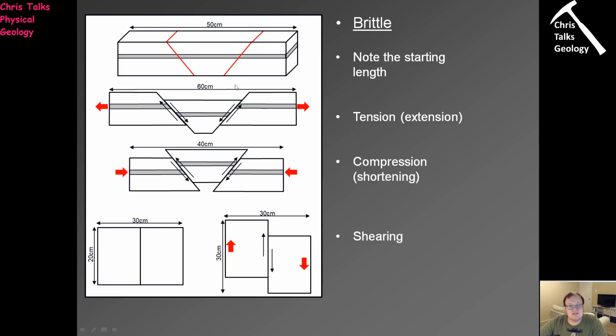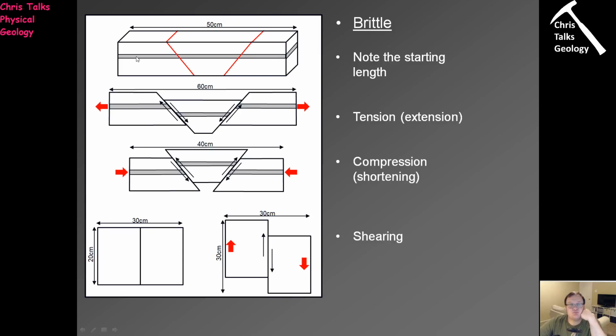Okay, so let's see, how does our block fail when we expose it to a tensional stress? We're extending it. Well, what's going to happen is our block is going to fail along the red lines, and this piece of the block here is going to move left. This piece of the block here is going to move right. Well, what does that mean?